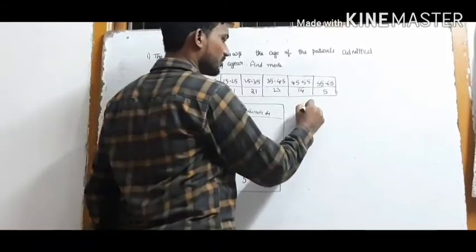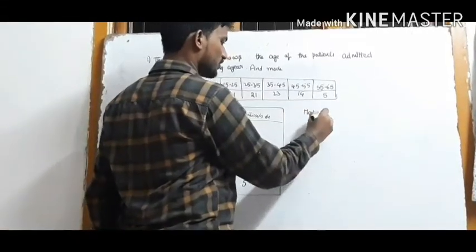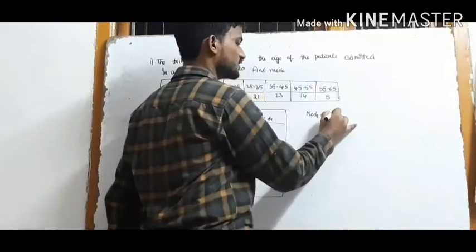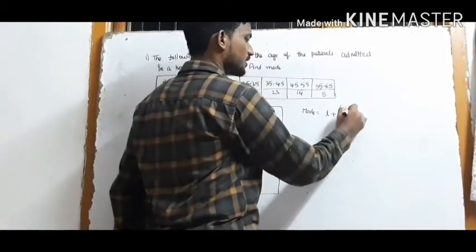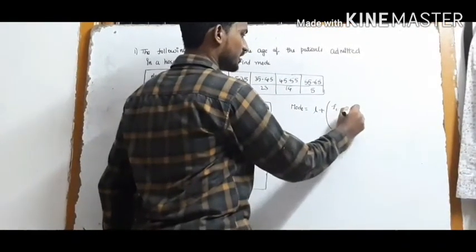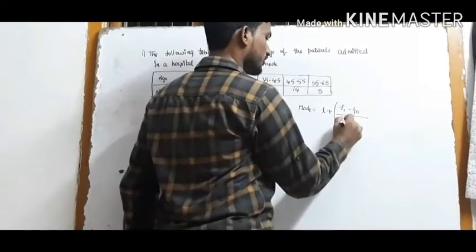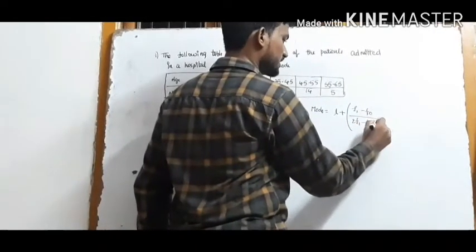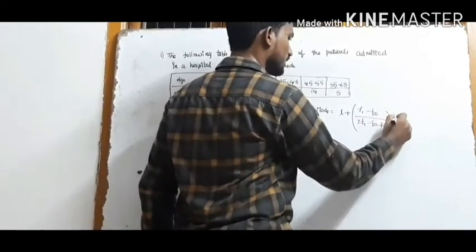For finding the mode, we have a formula: mode equals l plus f1 minus f0 by 2f1 minus f0 minus f2, into h.